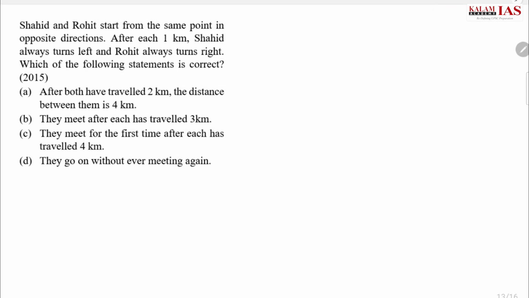In this question it is given that Shahid and Rohit start from the same point in opposite directions. So suppose they are starting from the same point. Shahid goes left and right and Rohit goes east and west. So suppose this is Shahid, this is Rohit. After each 1 kilometer Shahid always turns left. We can just interchange them, so suppose this is Rohit, this is Shahid.